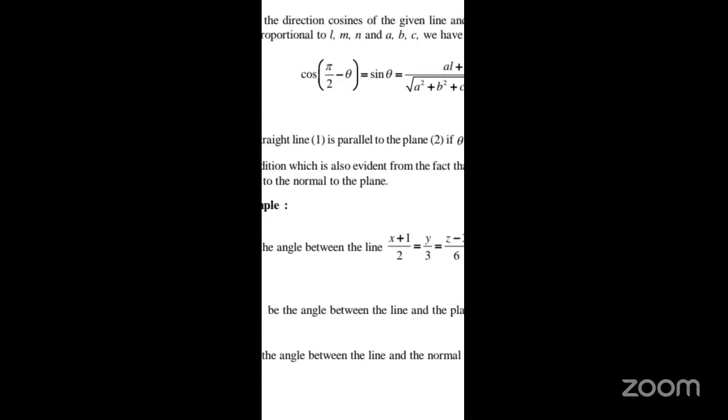If a line is parallel to the plane, parallel means the theta value is 0 degrees, either 0 or 180 degrees. Suppose you replace theta by 0 degrees, sin 0 is 0. After the cross multiplication, we are getting AL plus BM plus CN equal to 0. That is the required condition. Suppose the line is perpendicular to the plane. So theta equal to 90 degrees. Sin 90 is 1. So the normals are also proportional. So that is A by L equal to B by M equal to C by N. So A is to L equal to B is to M equal to C is to N.